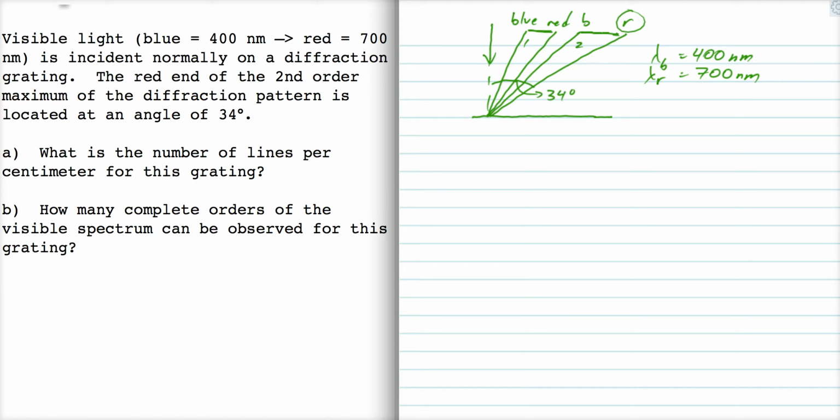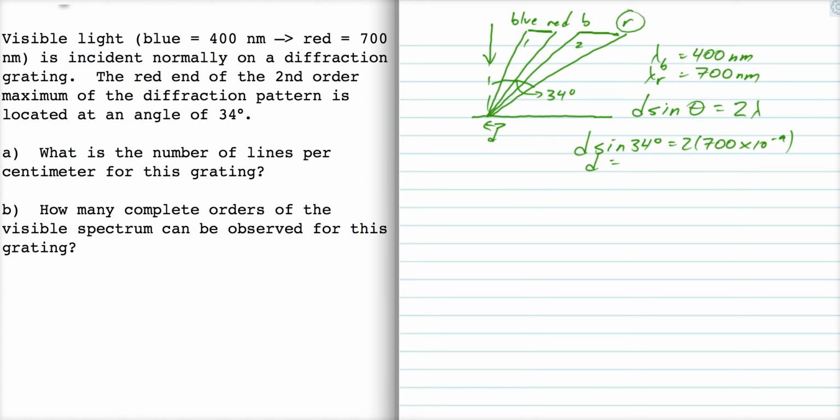Now our formula for the diffraction grating is d sine theta, where d is the separation between the lines, d sine theta is equal to, in this case, 2 lambda, because we're in the second order. So we have d sine 34 is equal to 2 lambda, and we're interested in the red light.